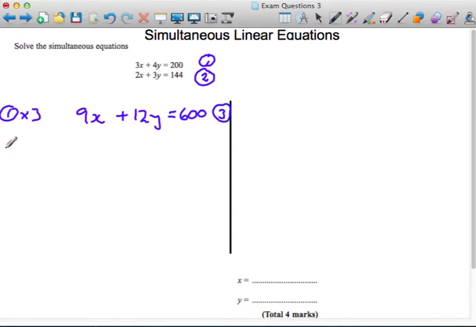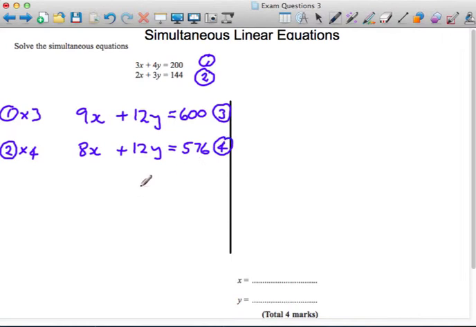Now the second equation, I need to multiply by 4 to have 12y. 2x times 4 is 8x. Plus 3y times 4 is plus 12y. 144 times 4, well 144 times 2 is 288, and if I double that again I'll get 576. And that's equation 4.